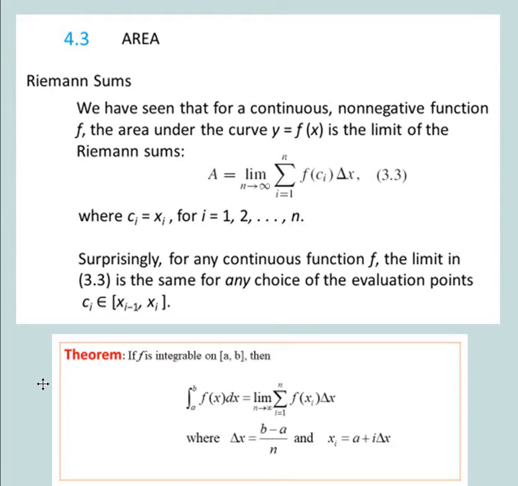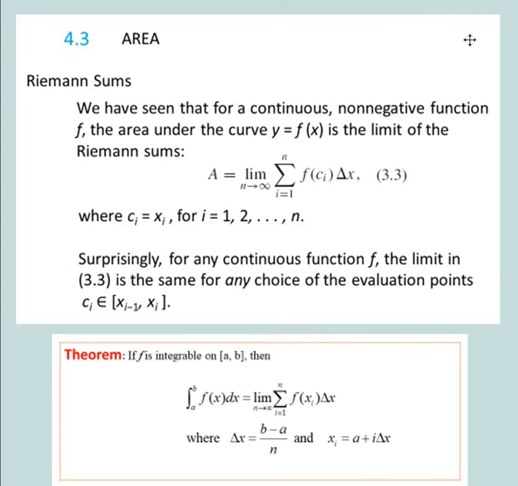Now we're going to discuss Riemann sums. It's part of what we're doing with summations and area under the curve. So here we have Riemann sums. We have seen that for a continuous nonnegative function f, the area under the curve f of x is limited by the Riemann sum. What we're going to do now is add the whole thing and find the area under the curve by using the same expression we were using before.